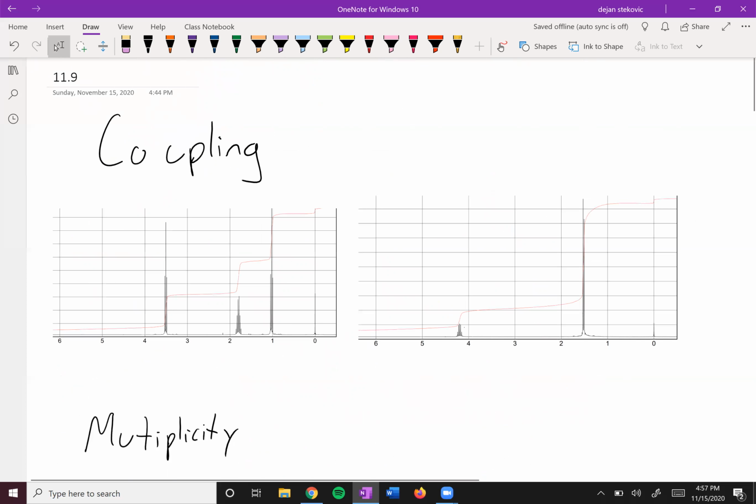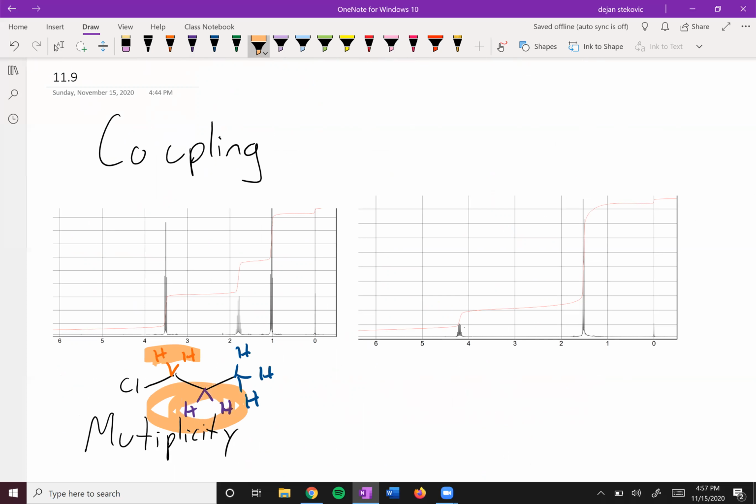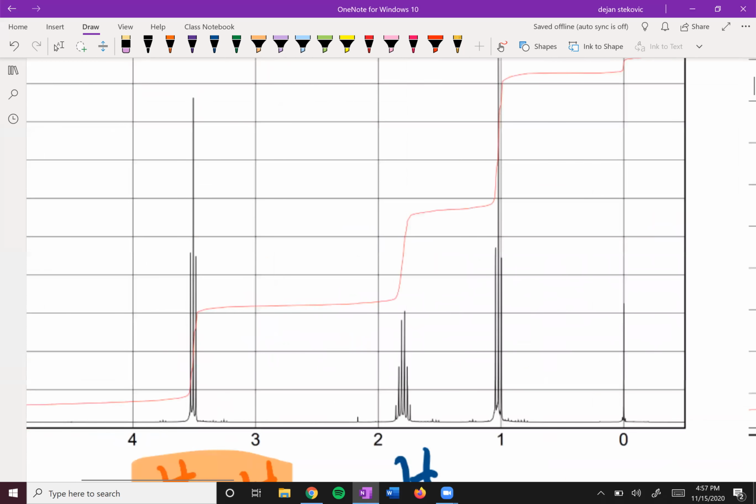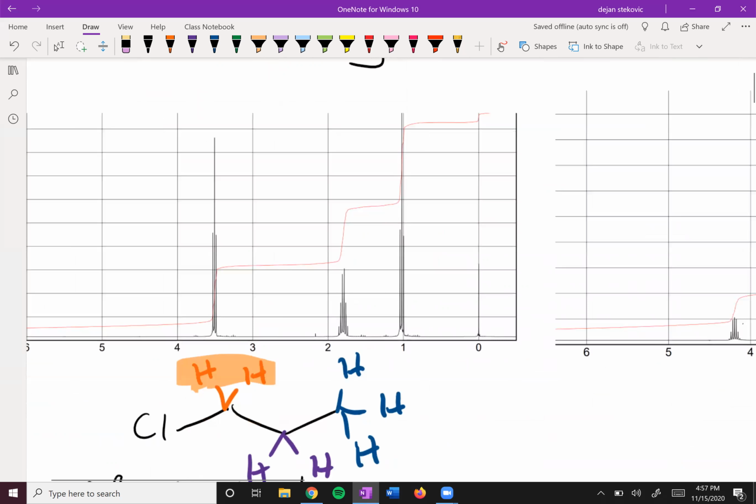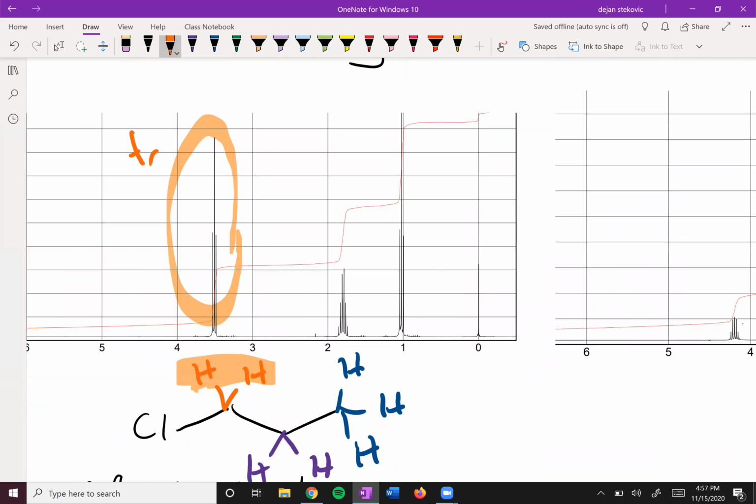So let's go back to our example in the beginning. Remember we said that this was 1-chloropropane. And so we have these 3 hydrogens, or these 2 hydrogens, these 2, and then these 2. And if we think about the neighboring hydrogens next to these 2, we only have these 2. And so that should end up being a triplet. And if we zoom in on the corresponding peak right here, we see that it is indeed a triplet.